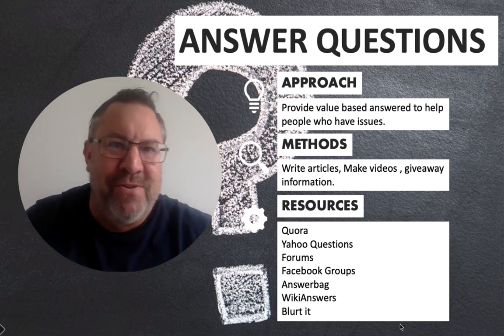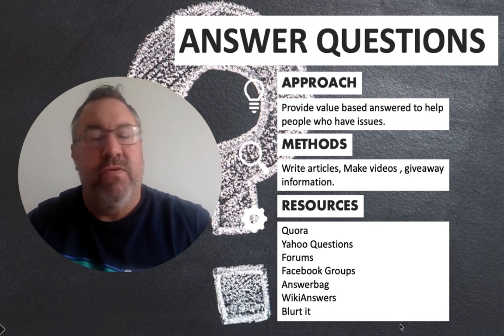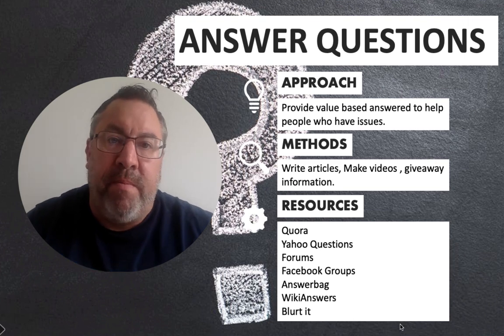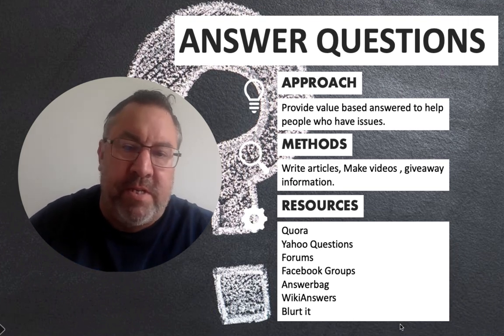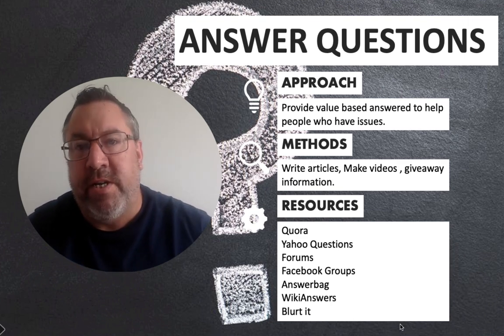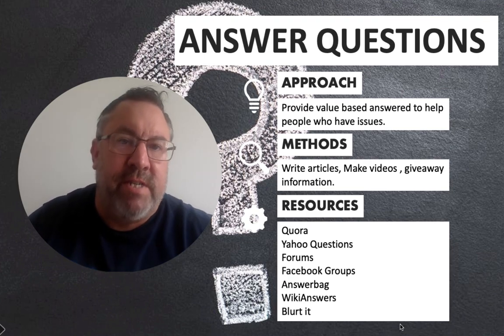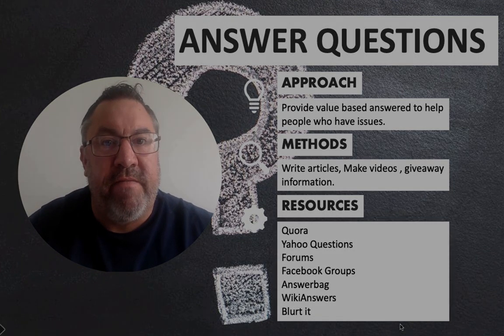The answer is usually on Google already. So all you need to do is go and compile that answer in the various sites, and you can go ahead and drive people back to whatever offer you have. So you go to places like Quora, Yahoo Questions, you can go on forums, you can go in Facebook groups, Answerbag, WikiAnswers, Blurt. All of these sites have people that want to find various things out, and you could be there to provide that information.